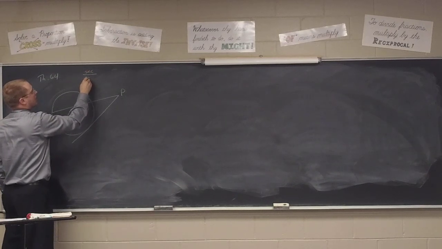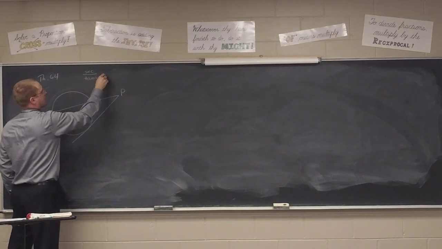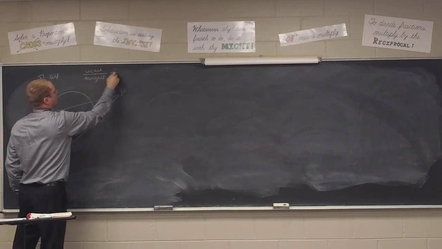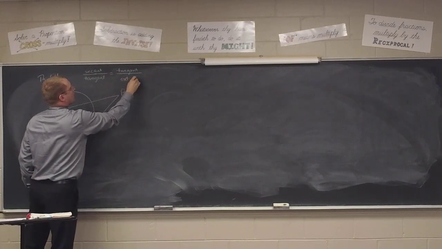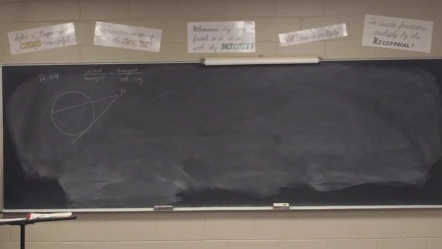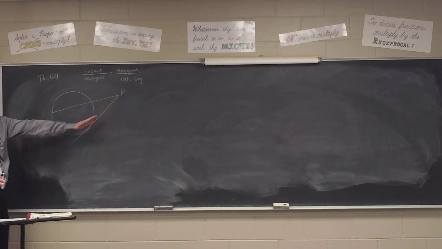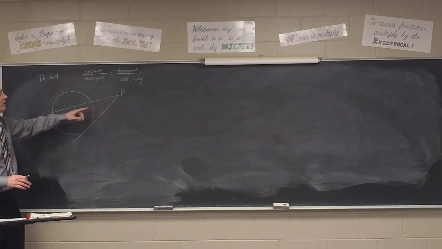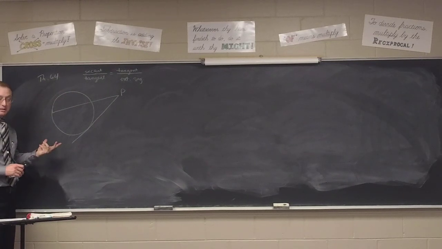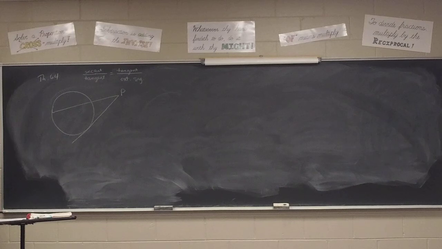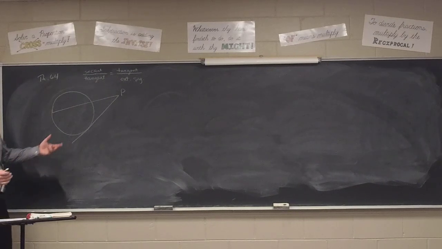Secant is to tangent as tangent is to external segment. That's the proportion we're going to prove based on this. I believe the wording was if a secant and tangent are drawn to a circle from a common external point, then the tangent is the mean proportional between the secant and its external segment. But translating that into a proportion, secant is to tangent as tangent is to external segment.